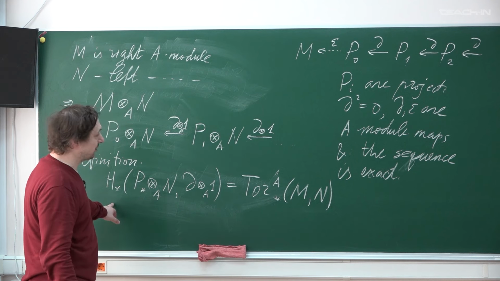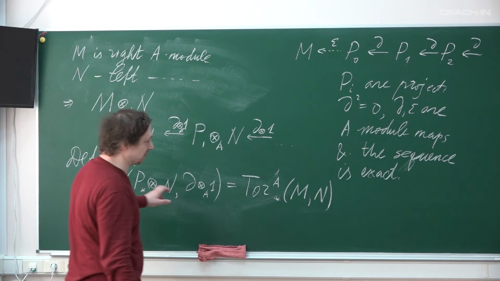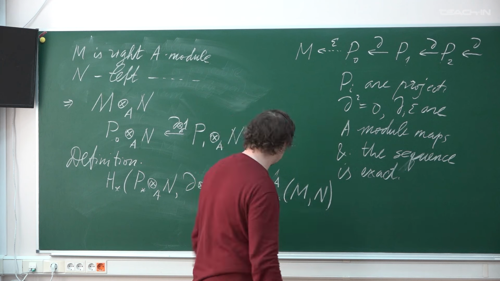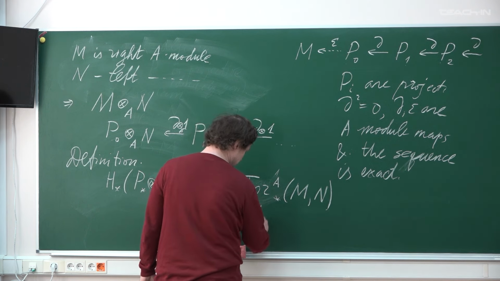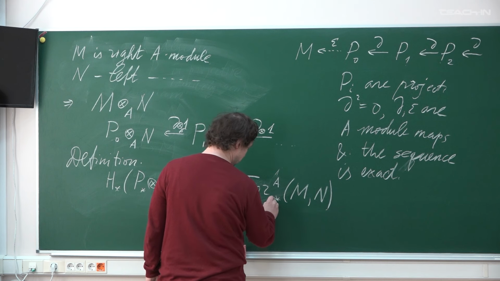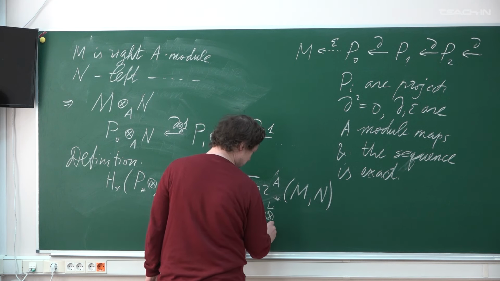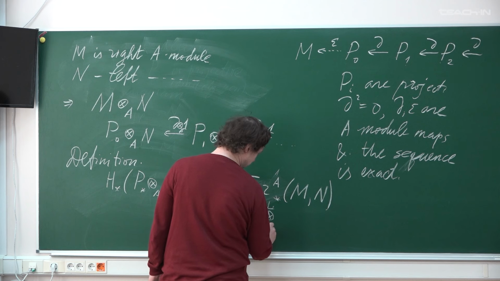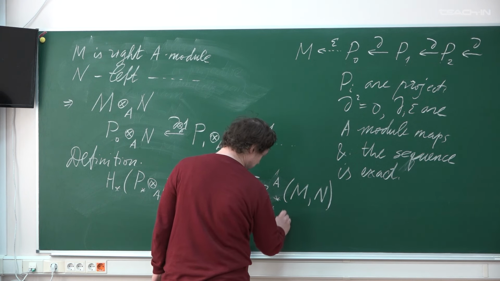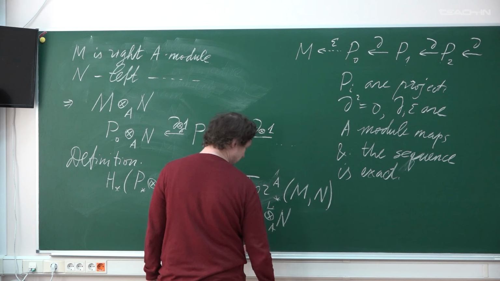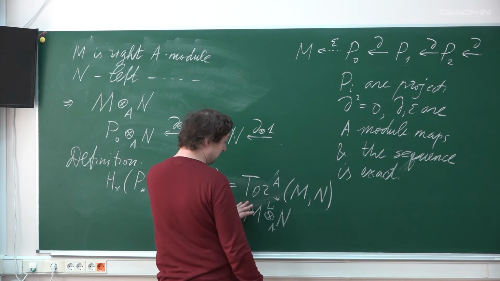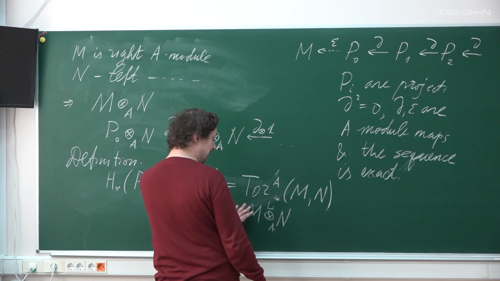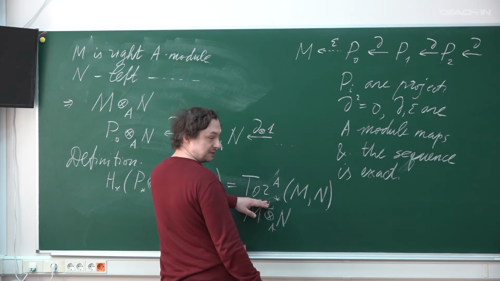Okay, so this is called the torsion group, the higher torsion groups of M and N, and sometimes they even write it as the left-derived functor of the tensor product of M and N. Well, this is a bit more exotic, and it has some further meaning. So for us, this is enough.